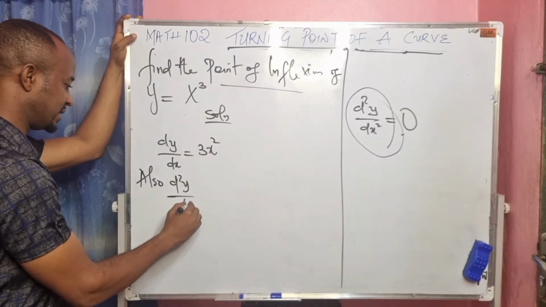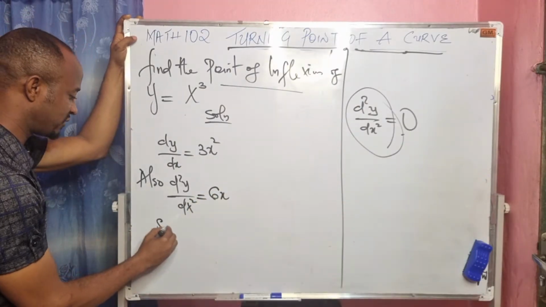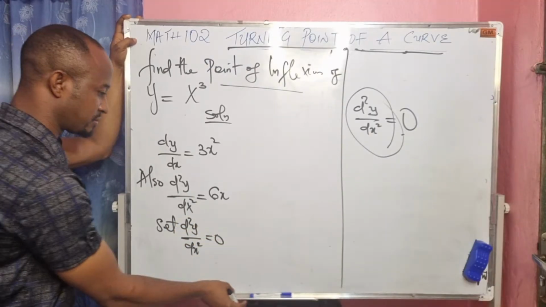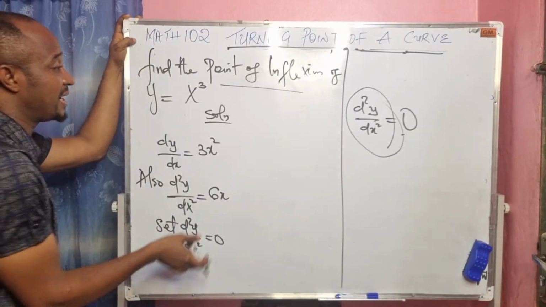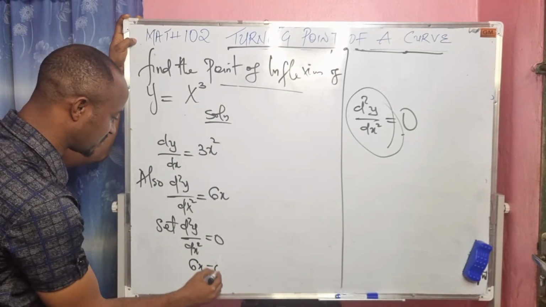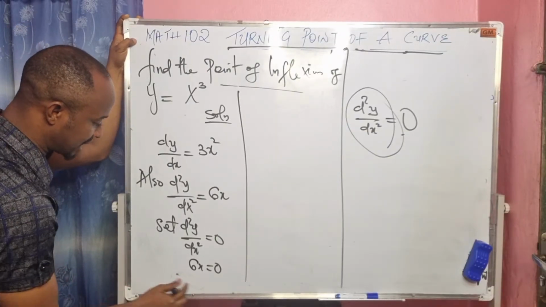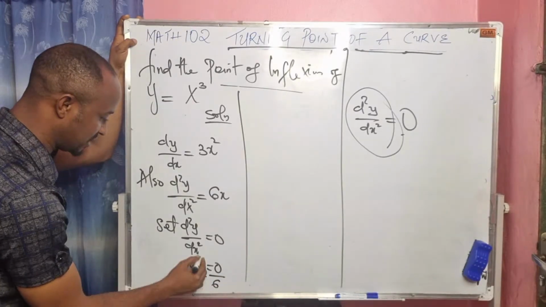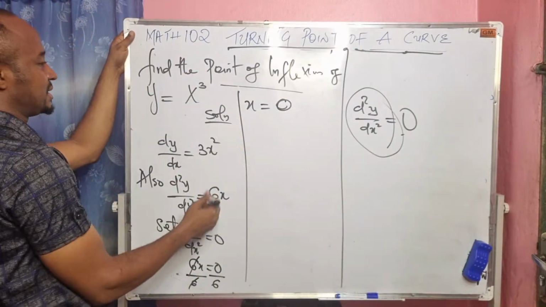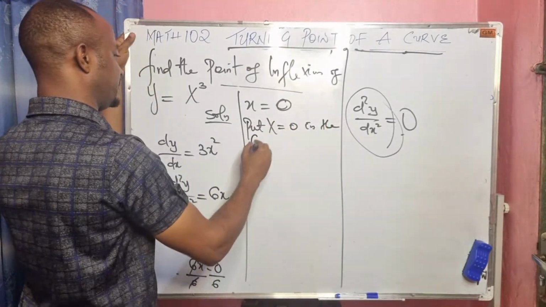Here d²y/dx² becomes 2 times 3, which gives us 6x. Then we have to set d²y/dx² equal to 0 to satisfy the point of inflection. So when we set this equal to 0, that means our 6x is equal to 0. To find the value of x, I will divide both sides by 6. So this can go. So my x is equal to 0.